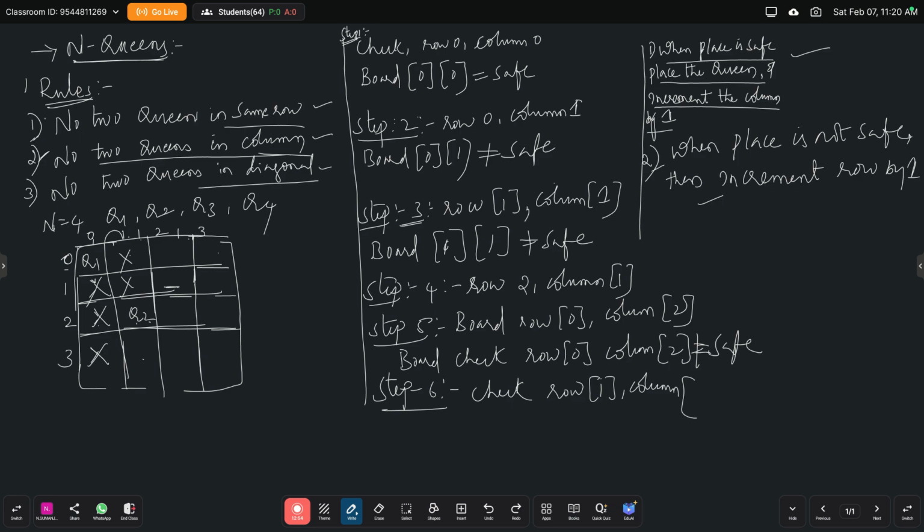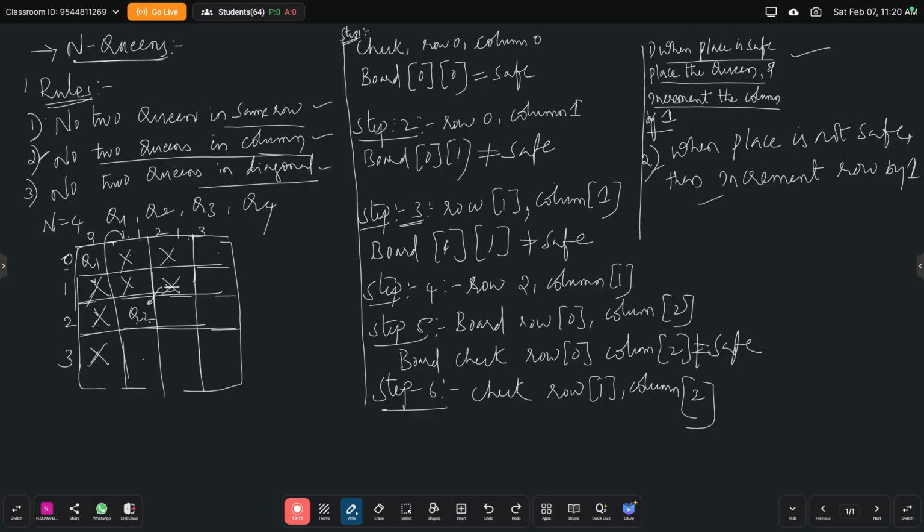Column is 2. Means this place. Is it safe? No, it is also not safe. Why? Because if you place any queen here, it forms a diagonal to this. So it is also not safe.